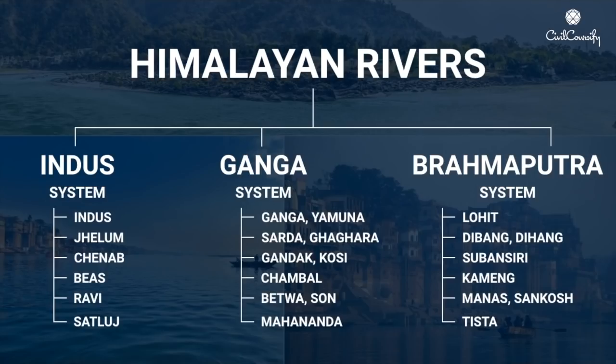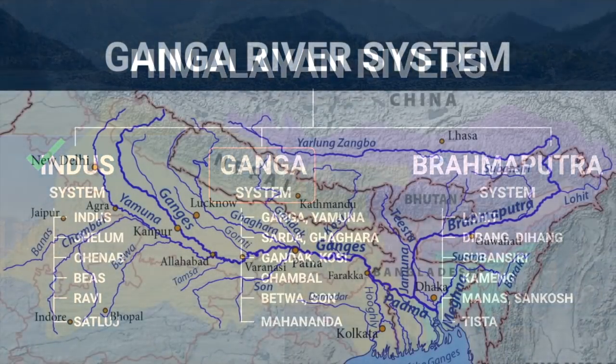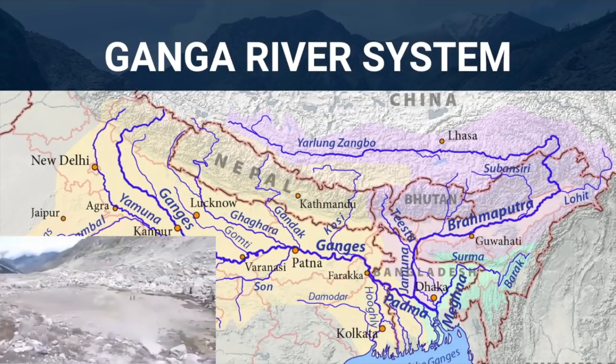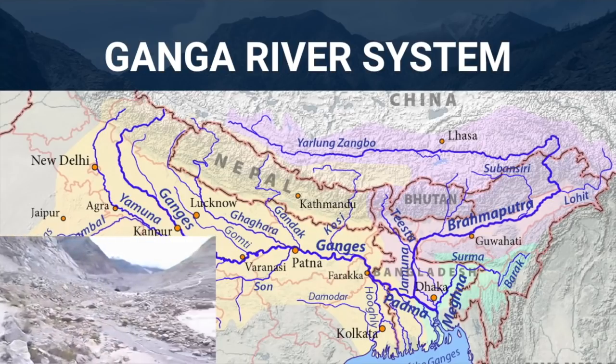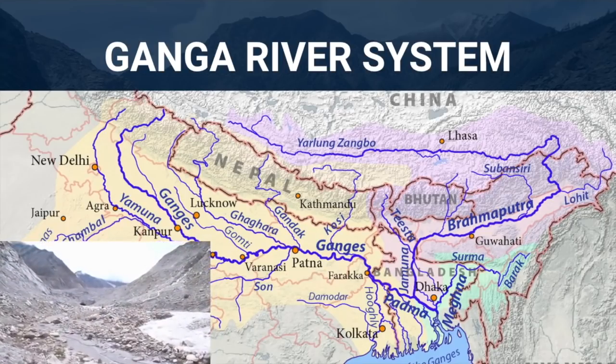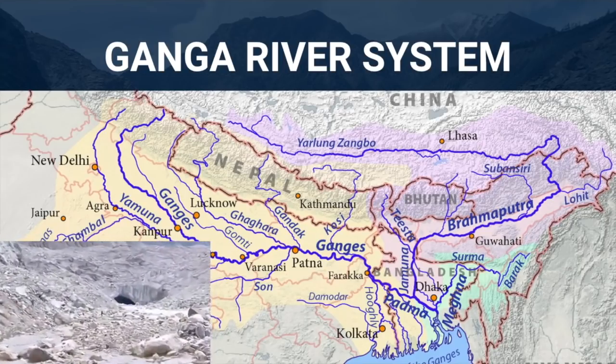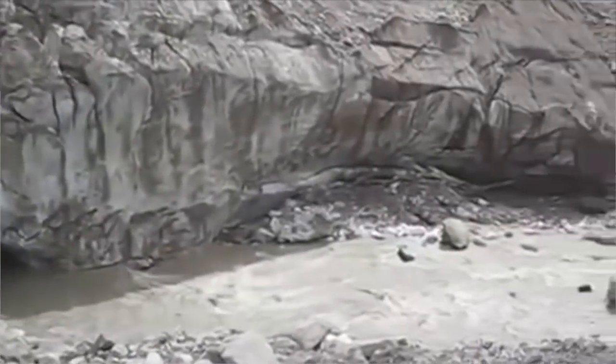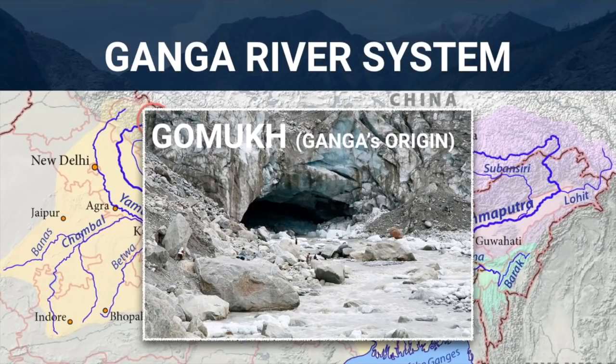Now that we have learned the Indus river system, let's look at the Ganga river system. The most important river of the Ganga river system is the river Ganga. It is the holiest river of India according to the Hindu belief and culturally a very important one. The Ganga originates from the Gangotri glacier near Gomukh in the district of Uttarkashi in Uttarakhand. Here it is known as the Bhagirathi.